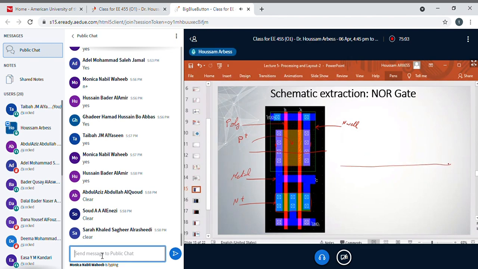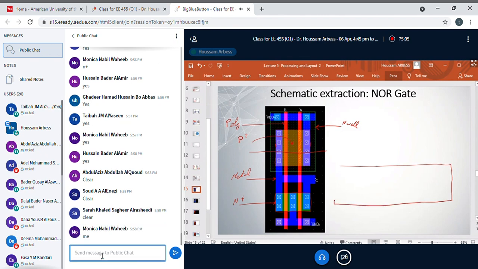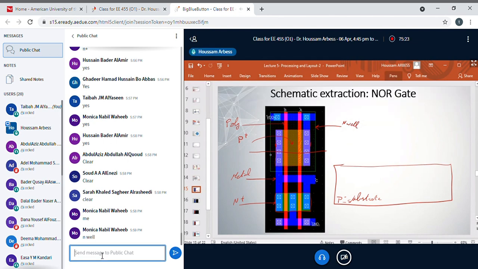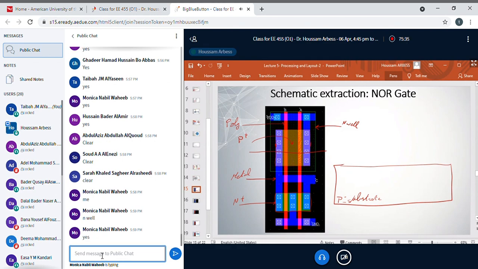I will start from, as I said, always I start from the P minus substrate, and I have to write it here. P minus substrate. Starting from here, the black color is the P substrate. Okay, Monica, let's start. From the beginning, what I have is NOL. NOL is from where to where? NOL is from the beginning till the end, right? All this region is covered with NOL.